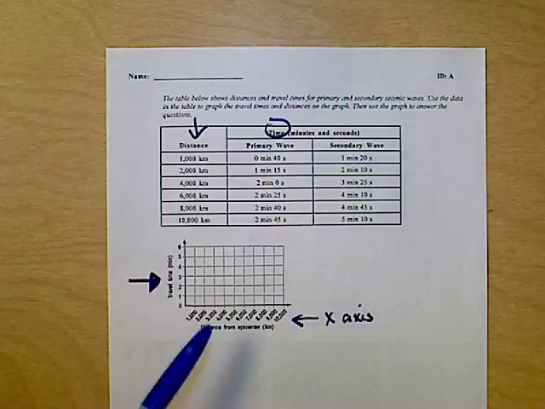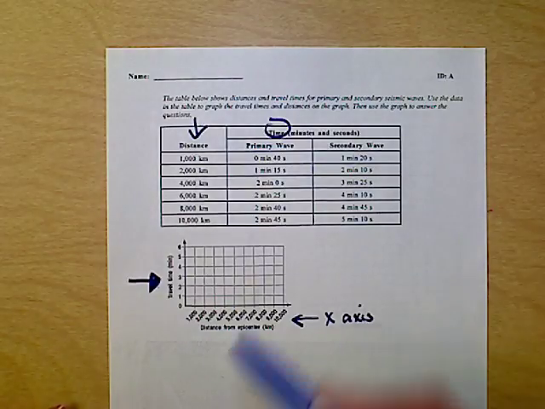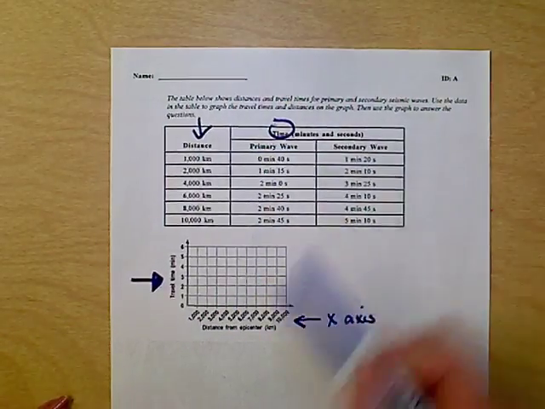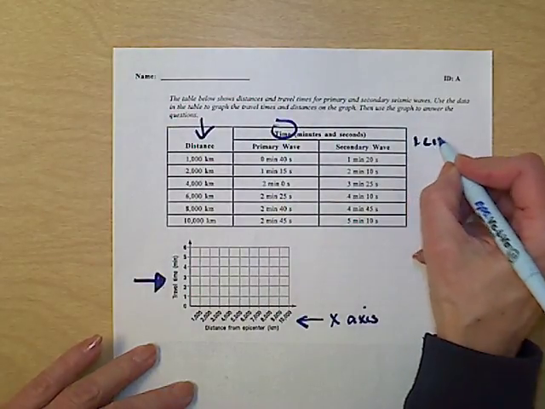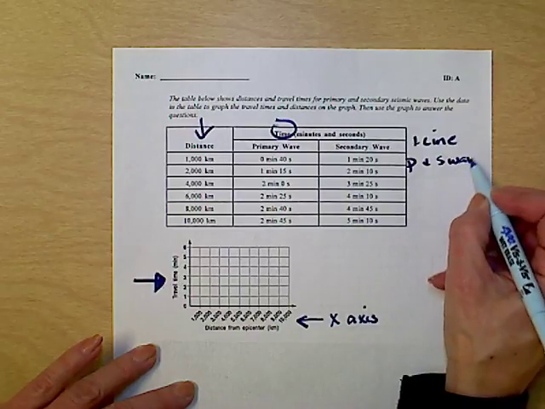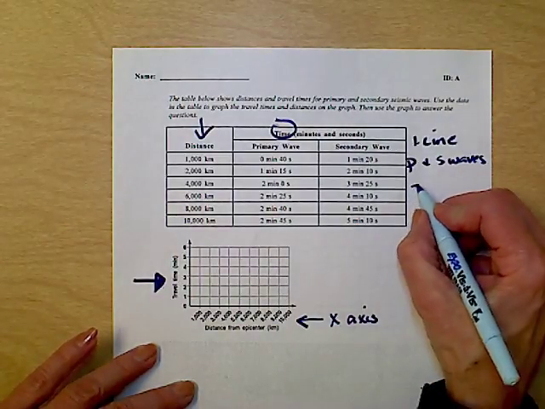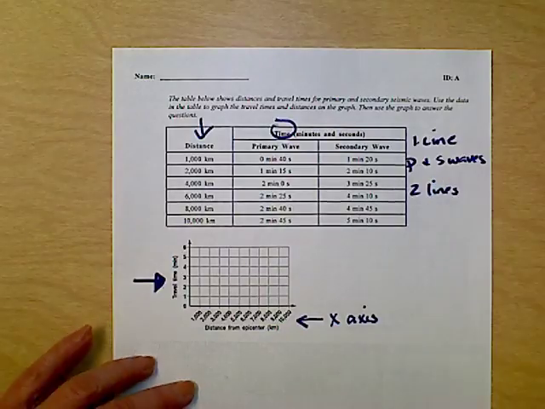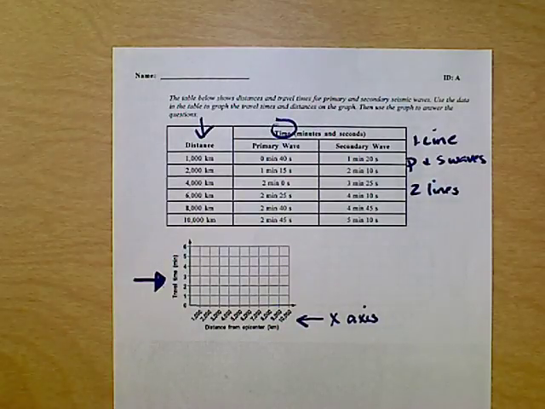So this graph is going to actually have two lines on it. We're going to, number one, make a line graph of both your P and your S waves. So that means I'm going to have two lines on my graph. So that's really important to note. So how am I going to do that?